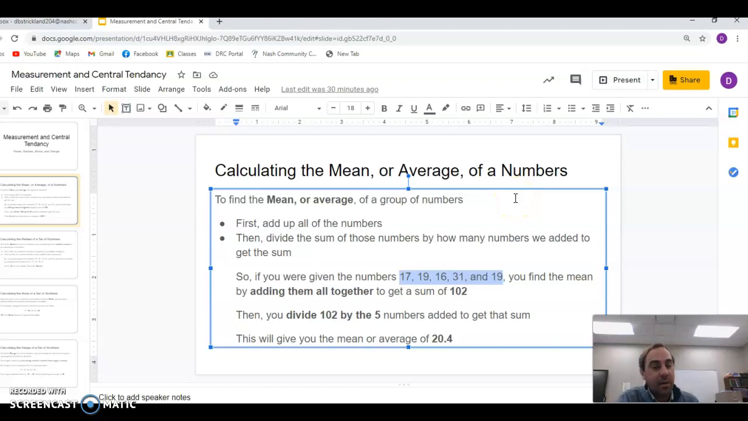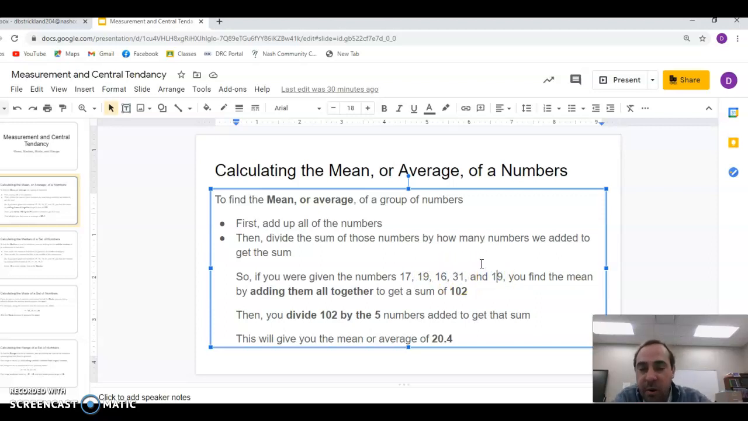In order to calculate your mean or your average, what you're going to do is add all of these numbers up, and that's going to give us a sum of 102. Once we have added them all up, we are then going to divide by 5. And the reason we would divide 102 by 5 is because we added together 1, 2, 3, 4, 5 numbers.